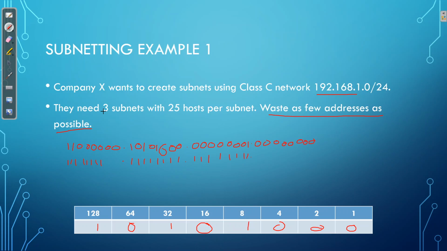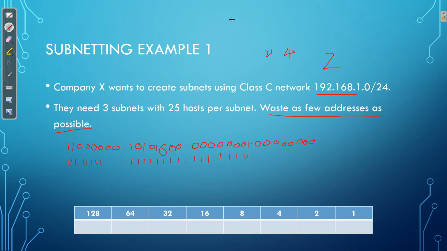So the idea is now, okay, we need to have 3 subnets with 25 hosts per subnet. So now all we need to do is calculate how many bits we're going to need to take to meet the subnet requirement and how many host bits we still need left. Okay, so 2 to the power of 1 is 2. 2 to the power of 2 is 4. So I need to have 2 subnet bits. Now that leaves me with 6 host bits. Does that allow me for the 25 hosts per subnet?